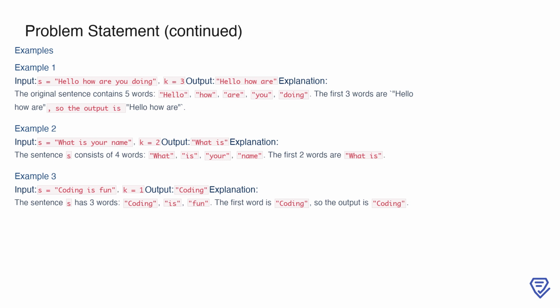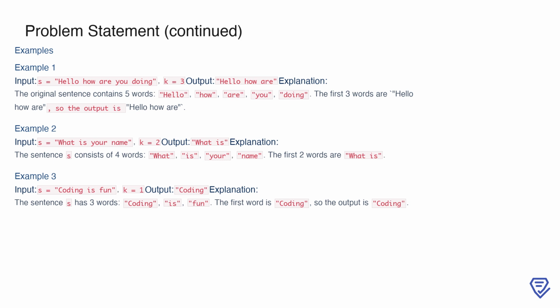In the first example, the input sentence is "Hello, how are you doing?" and k is 3. The sentence contains 5 words: hello, how, are, you, and doing. Since k is 3, we take the first 3 words, which are hello, how, are, and return them as the output.